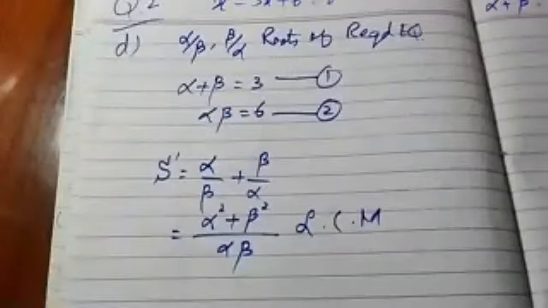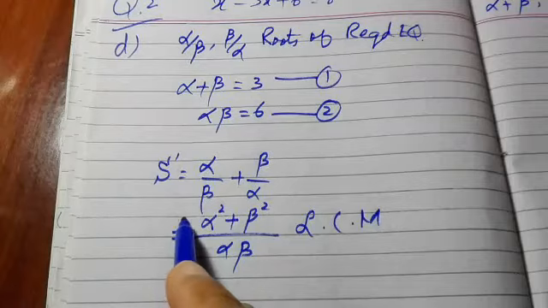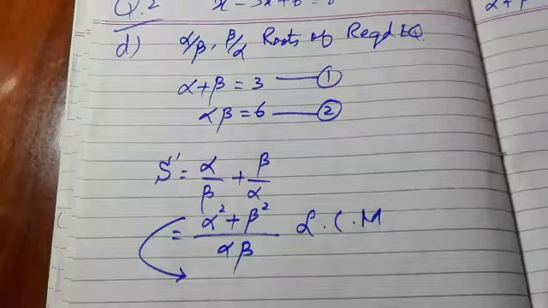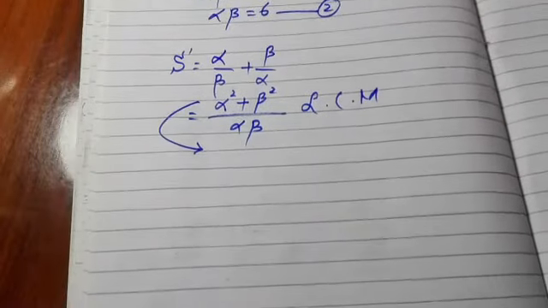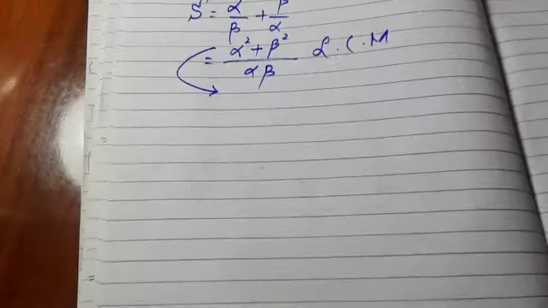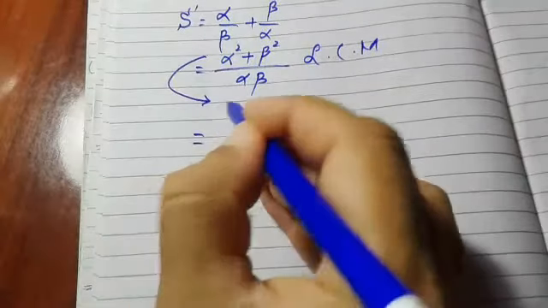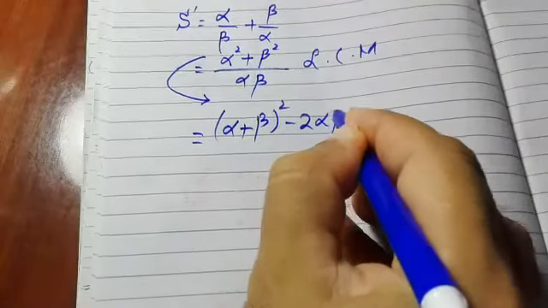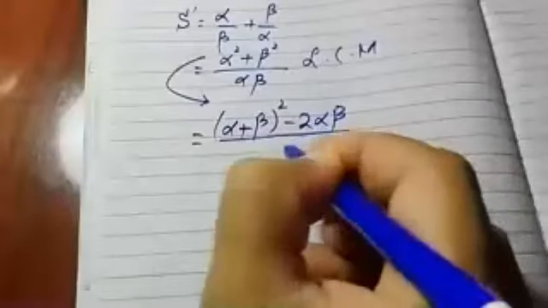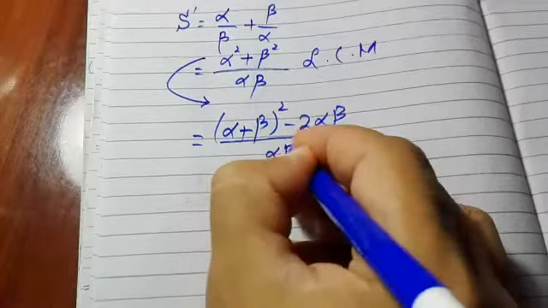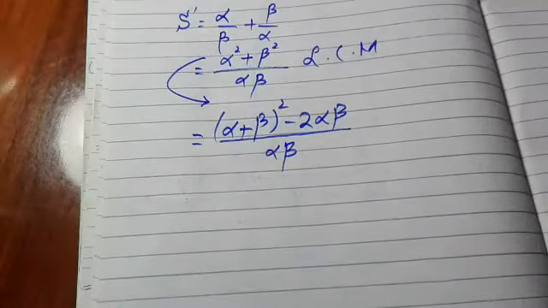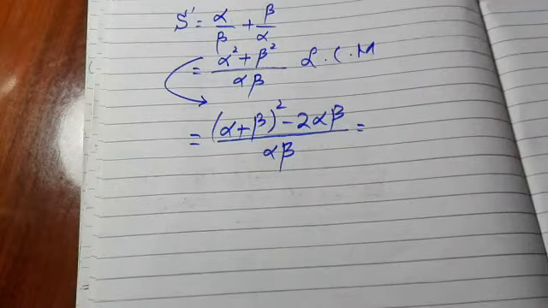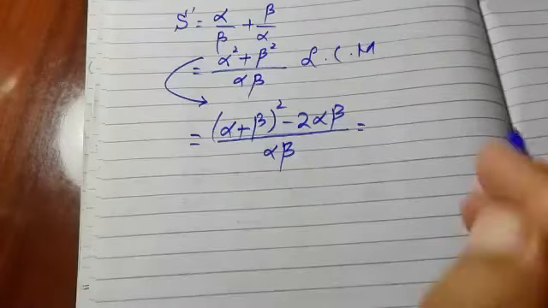Now, you know very well that you have to convert alpha square plus beta square into the form of alpha plus beta and alpha beta. So you will do it like this one. So you will convert it into that form. So we will substitute the value of alpha plus beta, and alpha plus beta is equal to 3.